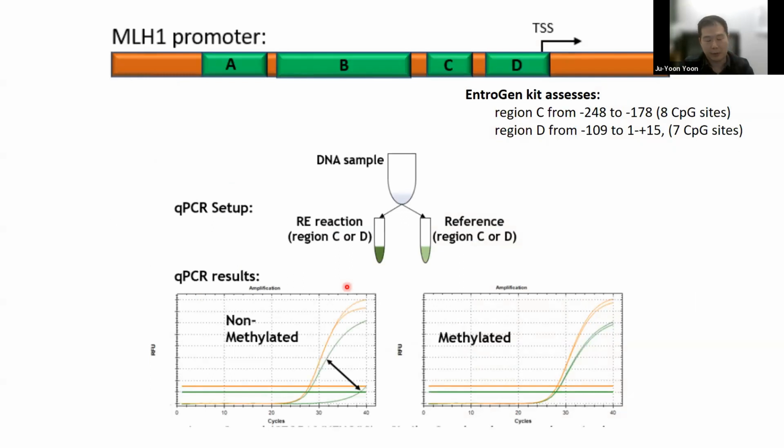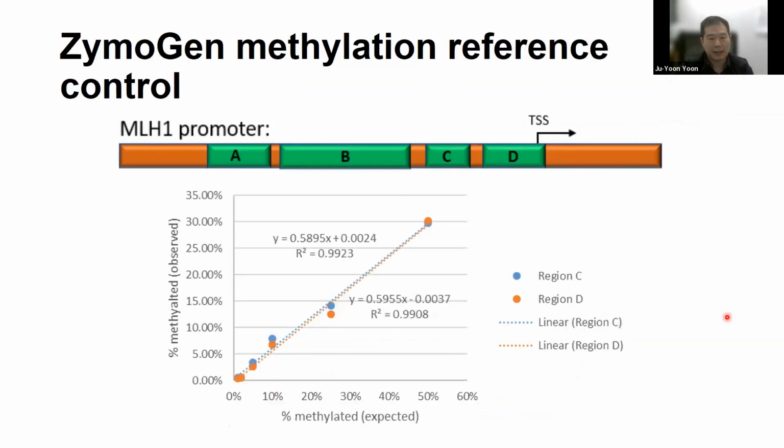So the assay that we're validating in my lab right now is a PCR-based kit combined with methylation specific restriction digest, where the non-methylated cases will show differential PCR patterns compared to methylated regions, and we're doing separate reactions for regions C and D. This is a reference control where everything is methylated, and you can see good linearity with respect to both regions C and D. But that's a very arbitrary specimen, in the sense that everything is kind of arbitrarily methylated, but good to see.